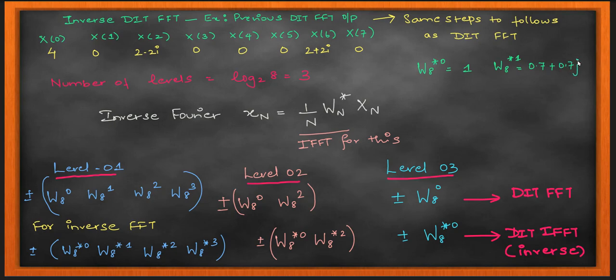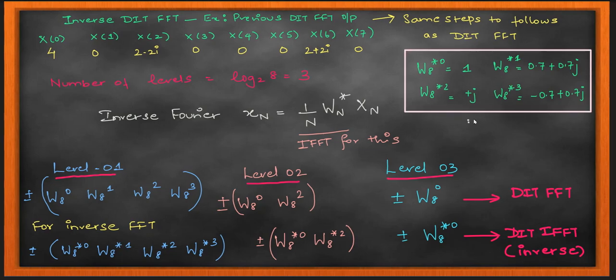So the critical factors for my stage 3 are plus or minus W8 conjugate 0, plus or minus W8 conjugate 1, and plus or minus W8 conjugate 2 and 3. Right, so this is your inverse DFT, and it is pretty straightforward. Let's get to it. I'm writing the values of the conjugates, so I just write these in the boxes, and if you compare them with Wn, you can see that my minus j has become plus j and my plus j has become minus j. All right, so now the important thing is I start my inverse Fourier transform.